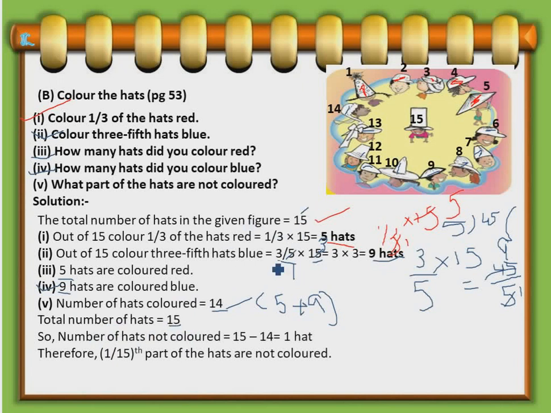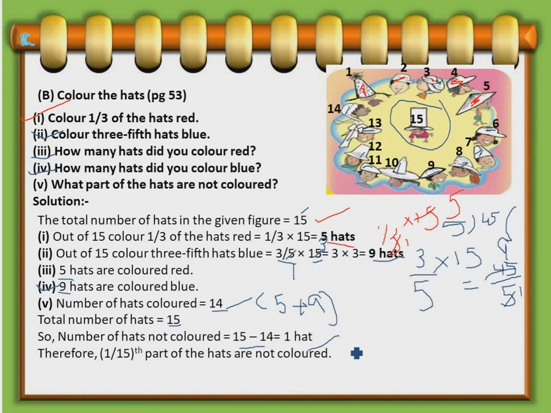We already found it at the first. 15. So how many are not colored? 15 minus 14, that is 1. When we color also we can find out. We colored all these red and we colored all these blue. So left out is only 1 hat. Yes or no? So what is the number of hats not colored? One hat is not colored.